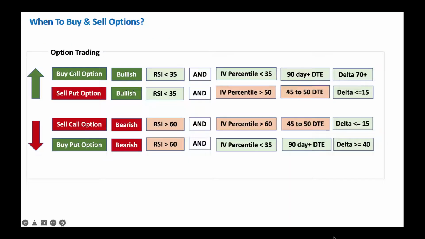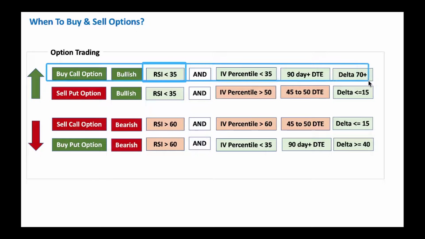The general guideline for options trading is, look for when the volatility is low. We look for volatility, or implied volatility percentile, less than 35. When the volatility is low and when the relative strength index or RSI is low, that's when you buy a call option. So that way you can make money. You could also buy the stock itself. This is one of the very good strategies.